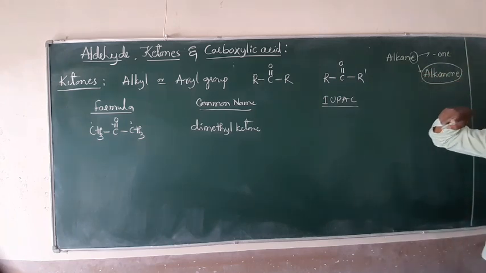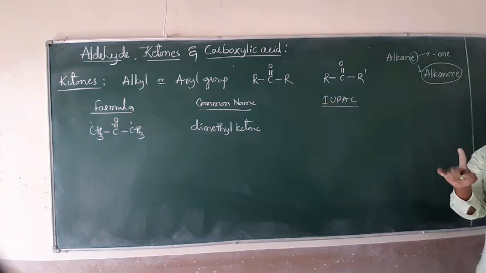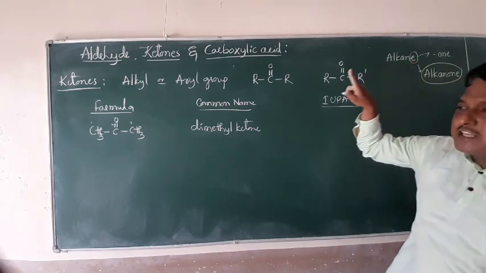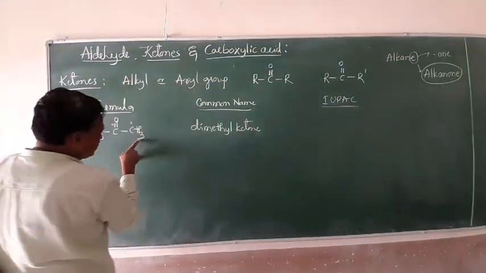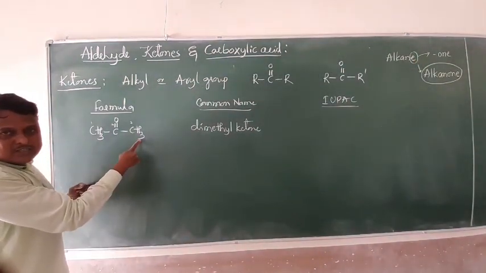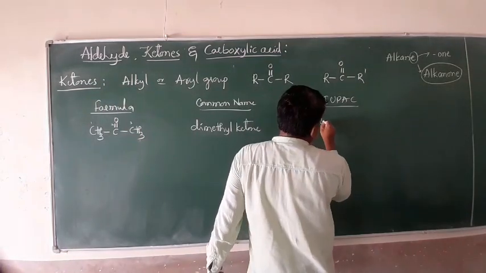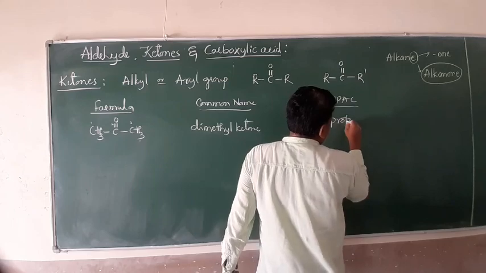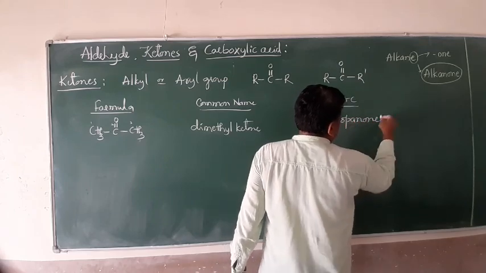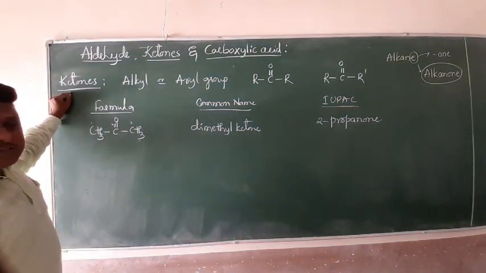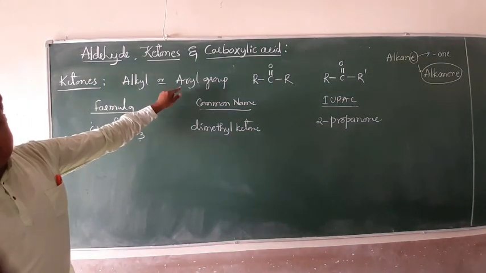What about aldehyde? Alkanal is aldehyde. Alkanone is ketone. Based on this, we have 3 carbons, friends, and the position of the carbonyl is 2. So the nomenclature of this compound is 2-propanone.